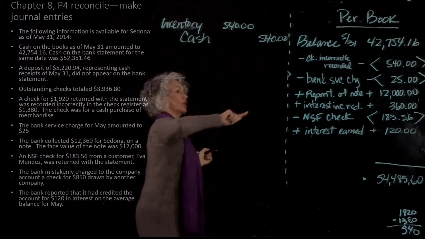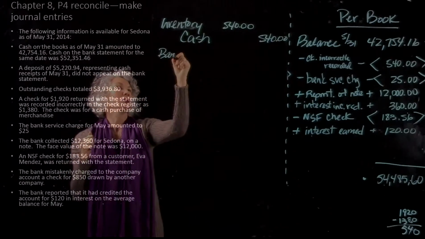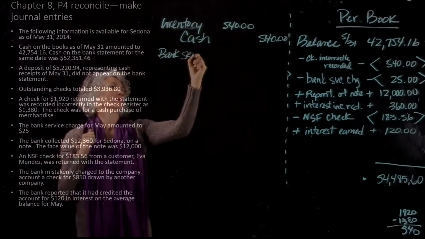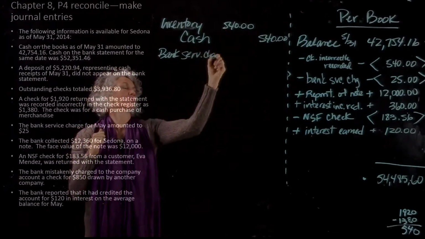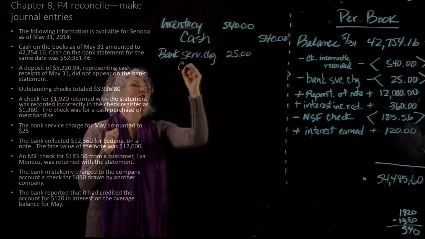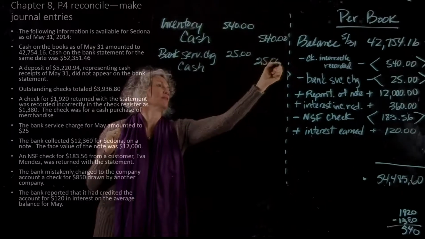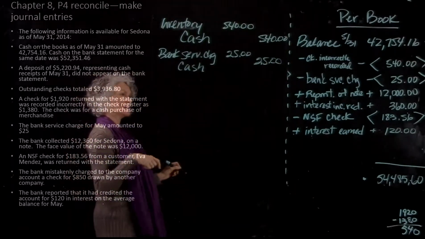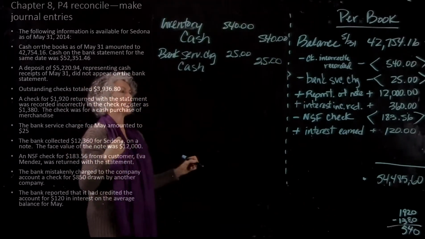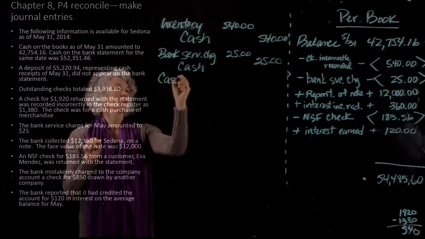Bank service charge. Okay. Well, we probably have an account that we call bank service charge. $25. Credit cash. See, I'm reducing cash for every one of these subtractions, and I'm going to increase cash for everything we got in. Okay, we just found out we got that extra 12 grand.